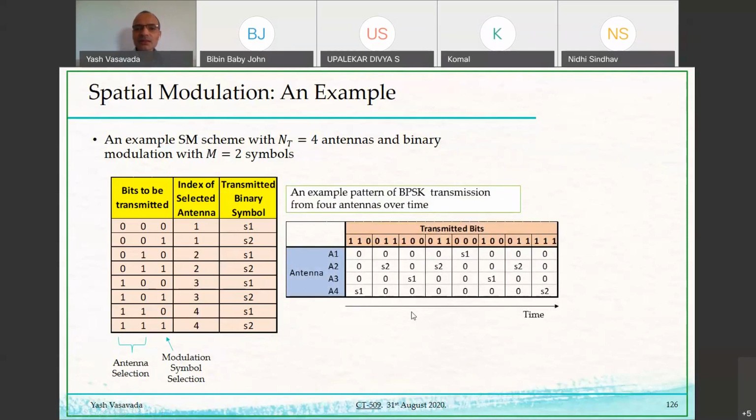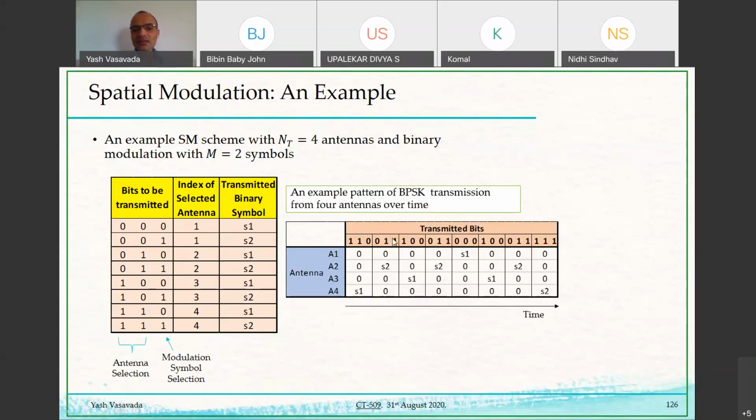So what this is showing is, as a function of time, how the transmission pattern will look like. So now the x-axis is the time axis, and let us say that incoming bits are 110. So I'm going to select the 7th symbol. For the 7th SM symbol, the BPSK symbol is S1 and the antenna is A4. So at the very first symbol interval, I will see that the 4th antenna is activated, and on that I have transmitted BPSK symbol bit 0.